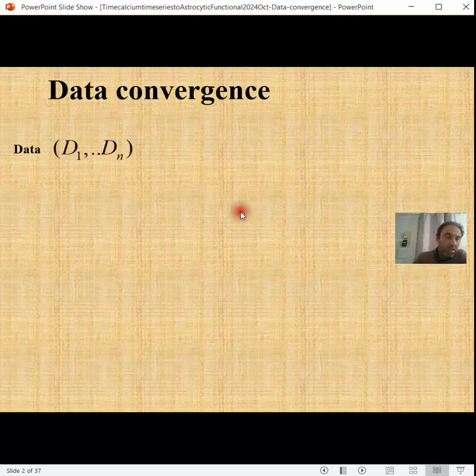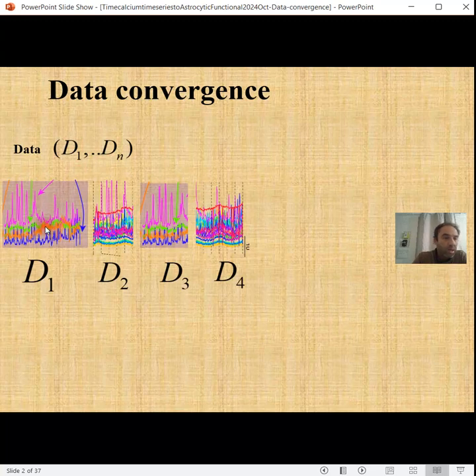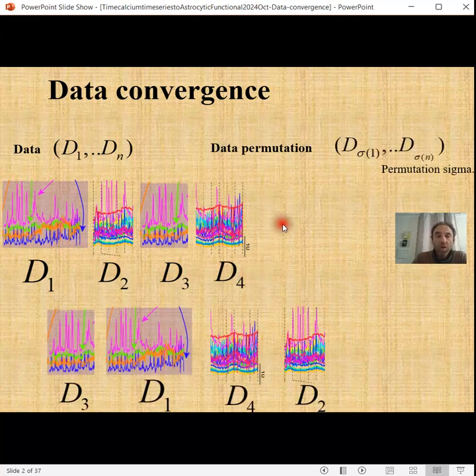So let's suppose that you have an ensemble of data sets, D1 to Dn, and this can be, for example, the calcium fluctuation in a region of interest acquired through a first data set 1, 2, 3, and 4. You can also imagine a permutation, which is instead of starting with 1, you start with 3, and then you move to 1, 4, and 2, and this is a classical permutation that you can make on the data.